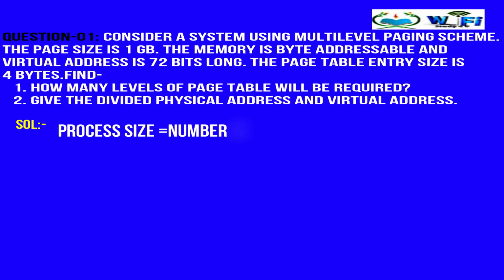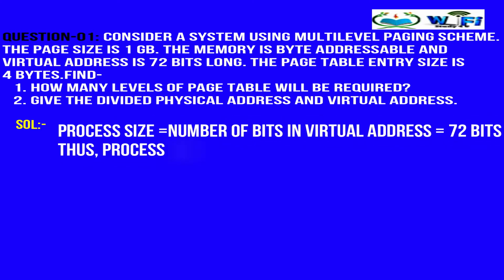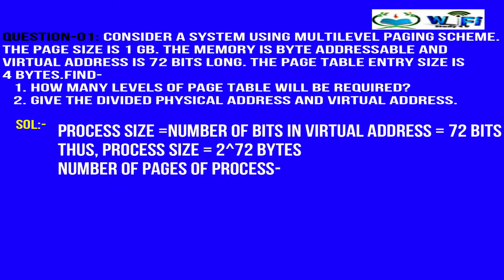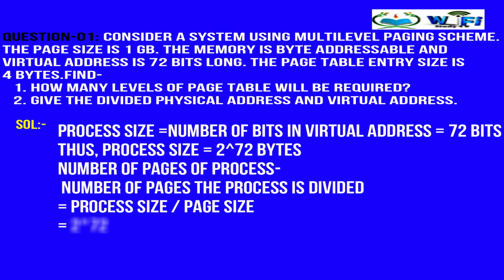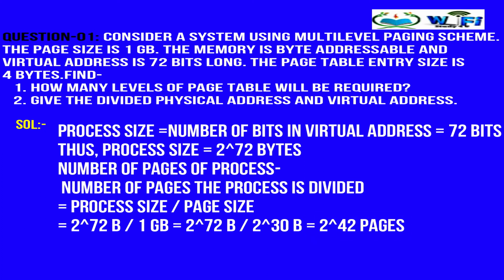Process size equals number of bit in virtual address equals 72 bits. It means process size equals 2 to the power 72 byte. Number of pages of process equals the number of pages the process is divided into. We know that the formula equals process size by page size. Process size we found is 2 to the power 72 byte, by page size given as 1 GB, equals 2 to the power 72 byte by 2 to the power 30 byte equals 2 to the power 42 page.